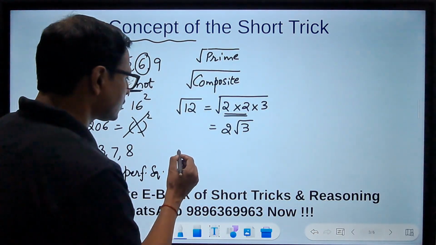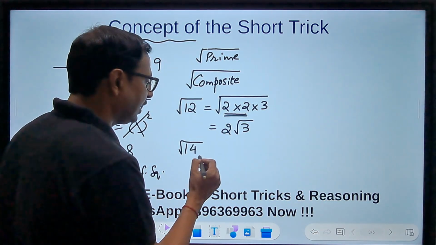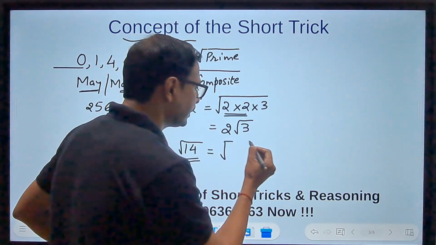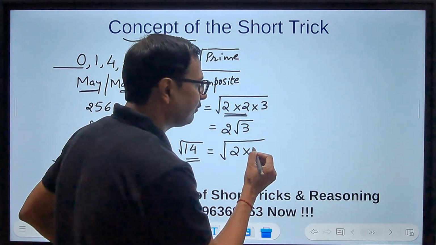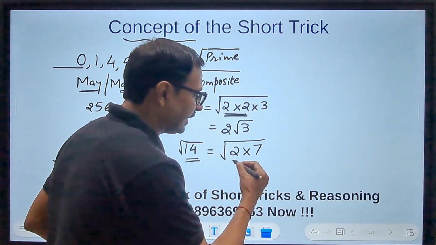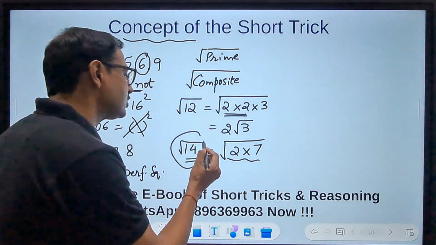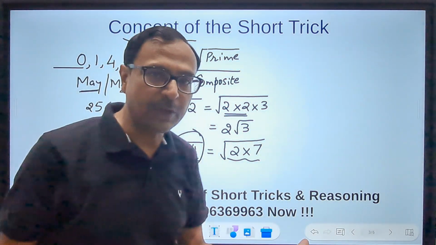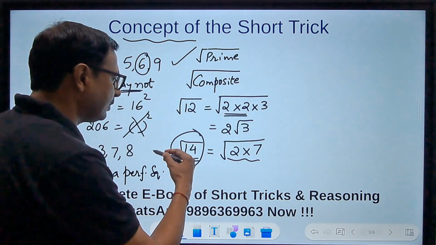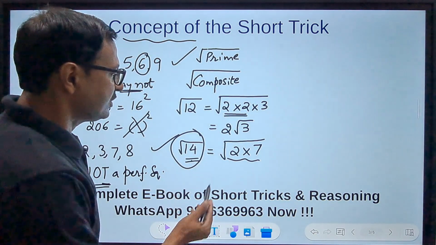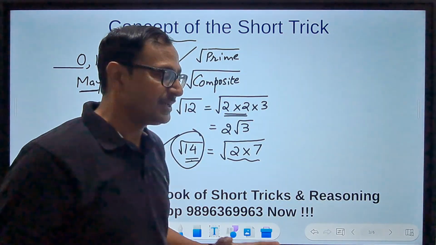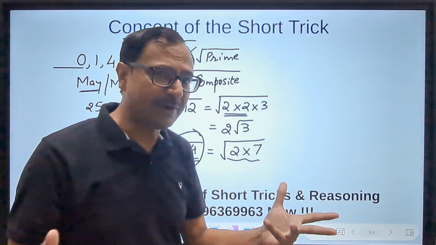But had it been square root of 14, alright, this is a composite number, but this is further not simplifiable. Why? Because the factors are 2 into 7 and nothing forms a pair here. So square root of 14 also remains square root of 14 only. So all square roots of prime numbers and composite numbers which have two different factors, you can't simplify them. Even three different factors.